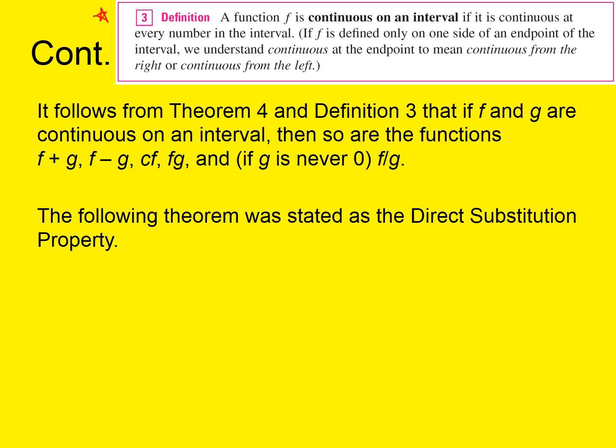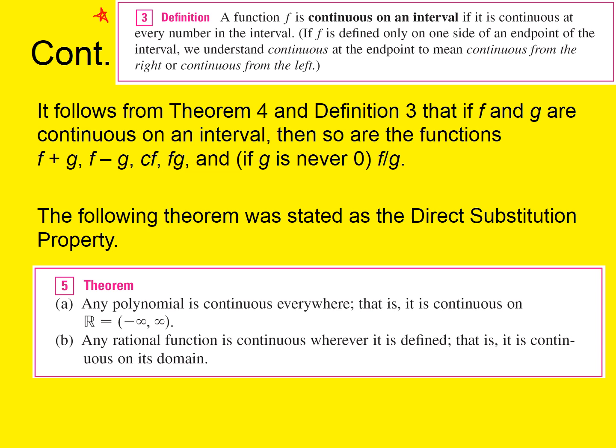The following theorem was stated as the direct substitution property. Okay, so we had that before, the direct substitution property. Any polynomial, so you're probably imagining some kind of quadratic function, is continuous everywhere. That is, it is continuous on the set of real numbers, negative infinity to infinity. Okay, so if it's a polynomial, you think about it, what polynomial could you graph without lifting your pencil from the paper? There is none.